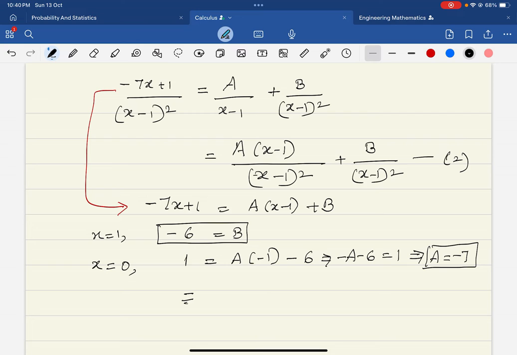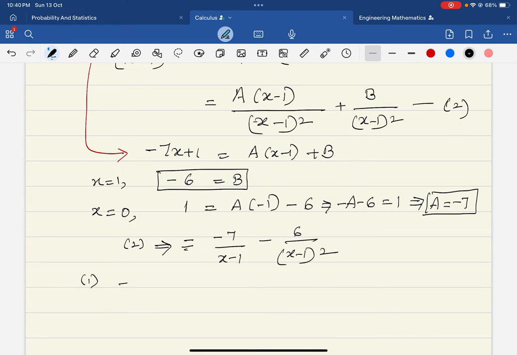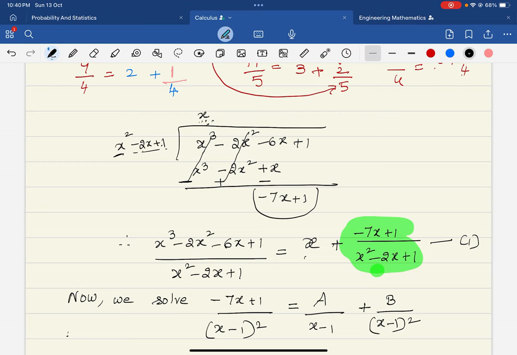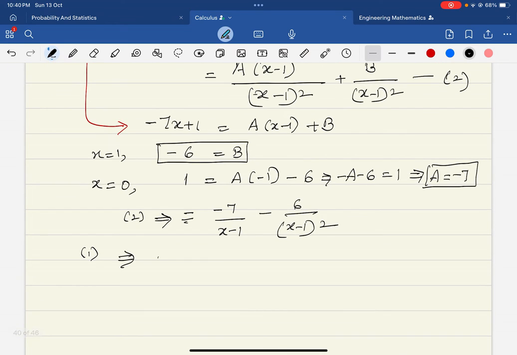Equation 2. First we are plugging the values of a and b into it. So what you will be getting, 2 implies what? a is minus 7 over x minus 1 and b is minus 6 over x minus 1 the whole square. So this is what you will get in the second equation. Now from the first equation, you are going to plug this value for the second term, right? So now we will be writing x plus whatever we got now. So 1 implies x plus minus 7 over x minus 1 minus 6 over x minus 1 the whole square. Like that we can see.